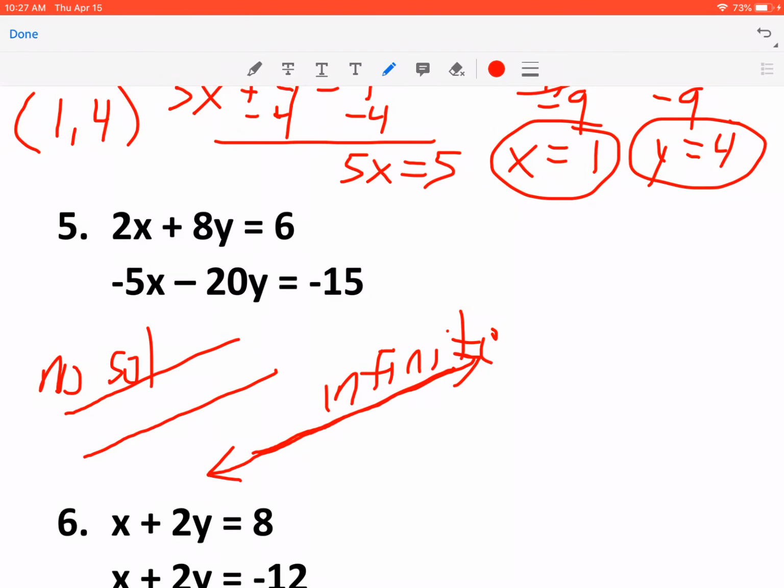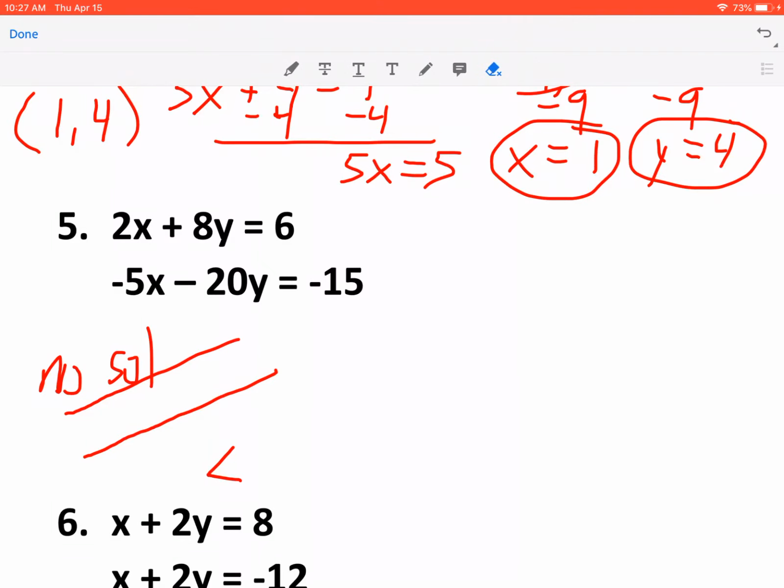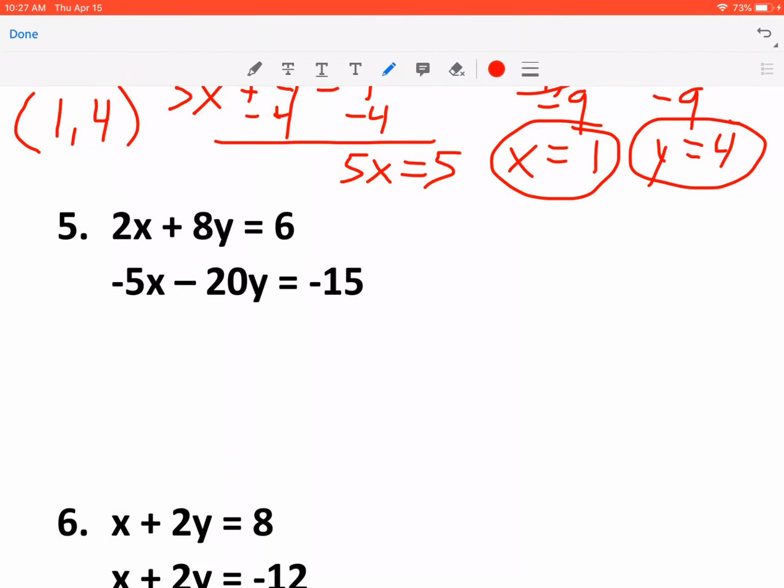All right, so let me clear that off. Let's rewrite it. Okay, I'm going to try to eliminate the x's. And again, a number that 2 and 5 go into would be 10. Well, the bottom one's already negative. So I'm going to multiply the top one by 5, and I'm going to multiply the bottom one by 2. That makes both of my x's: one of them's a 10x, the other one's a minus 10x.